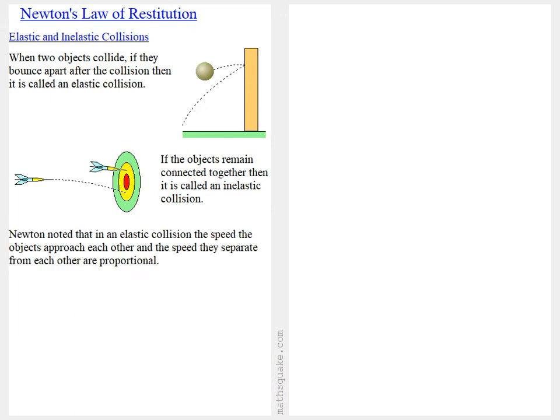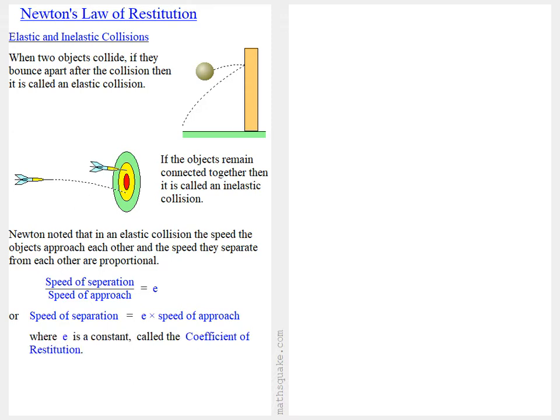Newton noted that in an elastic collision, the speed the objects approach each other and the speed they separate from each other are proportional. In other words, the speed of separation divided by the speed of approach is equal to a constant. We can call it e. Or we can write the speed of separation is equal to e times the speed of approach, where e is a constant called the coefficient of restitution. And this is known as Newton's law of restitution.